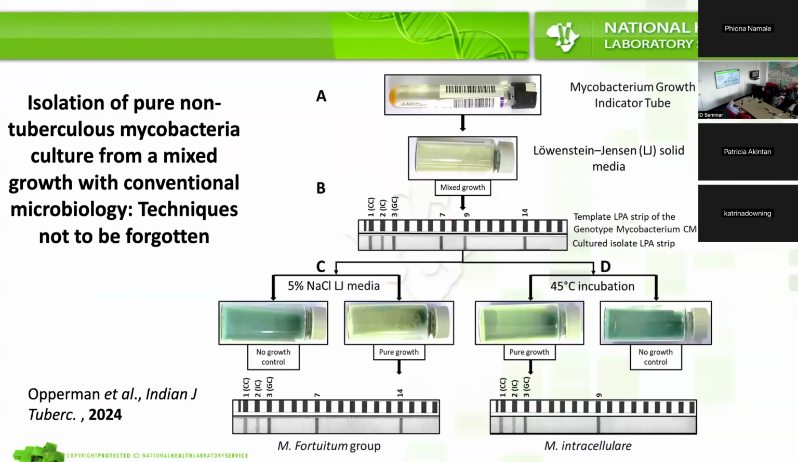So the reason I mentioned that is I want to take you to another interesting observation that we found. This was a patient that had a sputum sample, and on the line probe assay we found these bands: a 7, a 9, and a 14. I already told you we're not allowed to identify mixtures from these line probe assays. And for those of you that have worked with it, you will notice a 9 is intracellulare, and a 7 and a 14 belong to the fortuitum group.